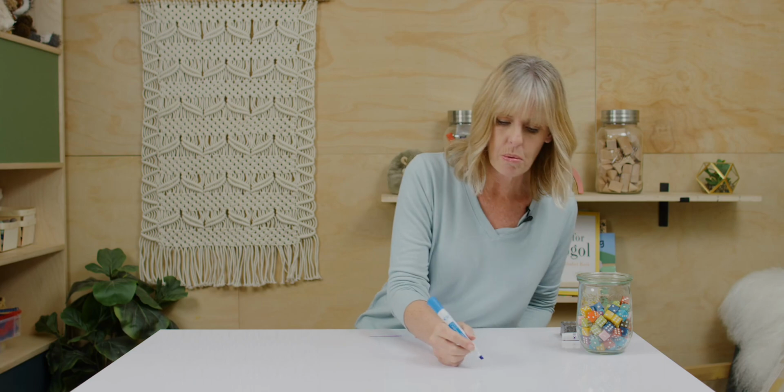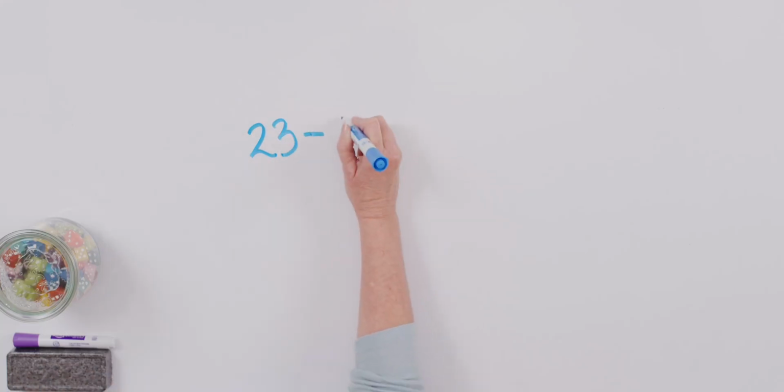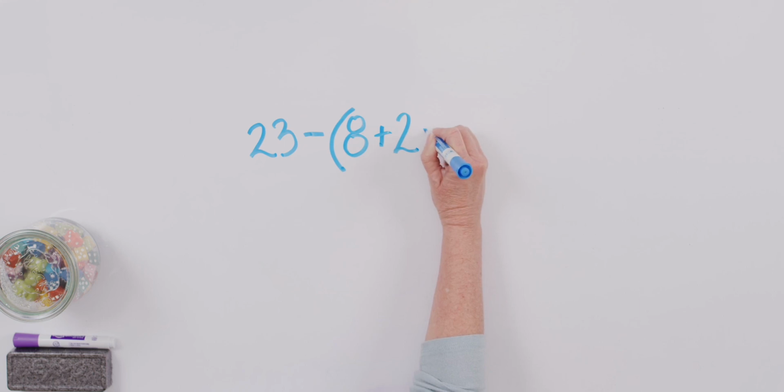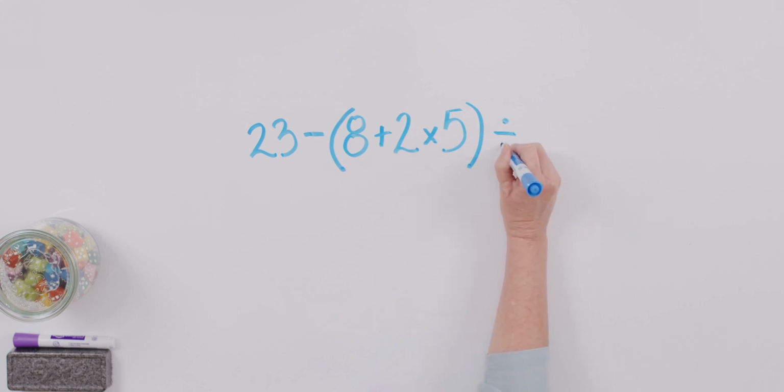All right, we're going to go further. So this time we're going to mix our parentheses and different order of operations. So let's start with 23. And we're going to subtract in parentheses 8 plus 2 times 5. How do we want to end? How about we divide by 6?